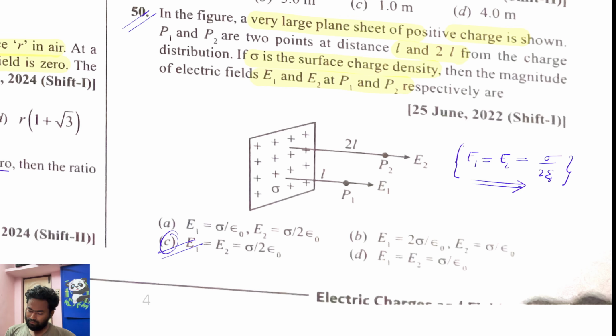Okay, moving towards the next question. So we have scored a half century till now. We have done 50 questions by now. Congratulations to those who are continuing at this point.